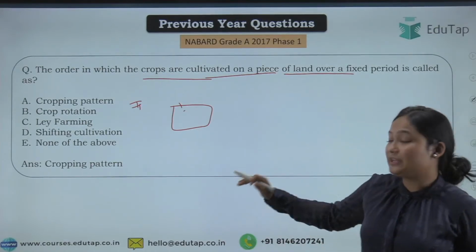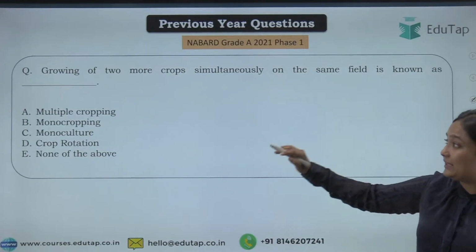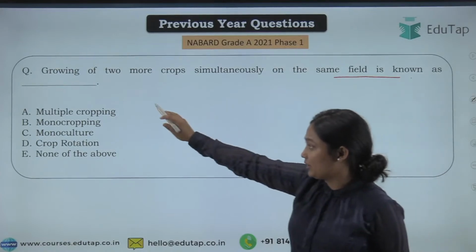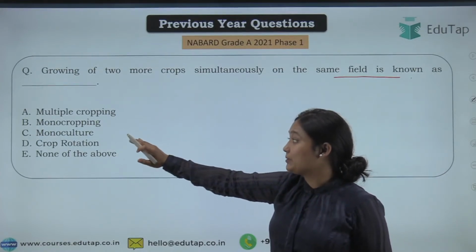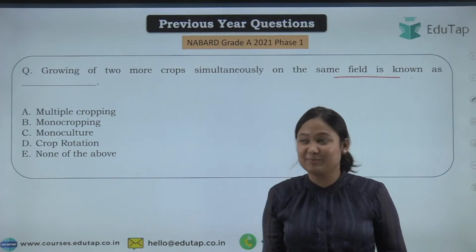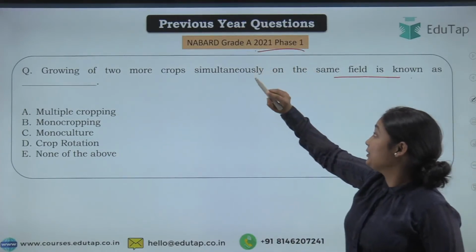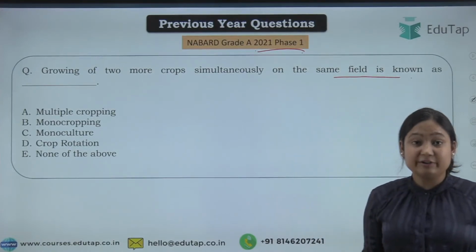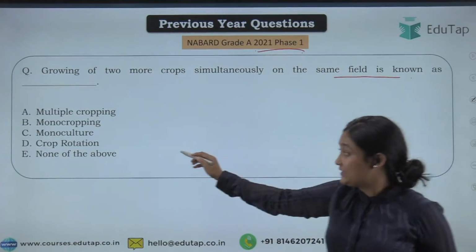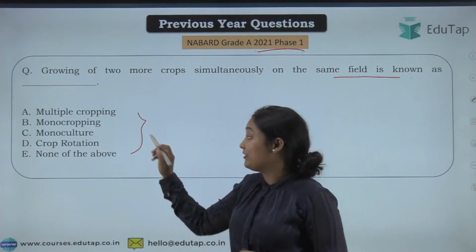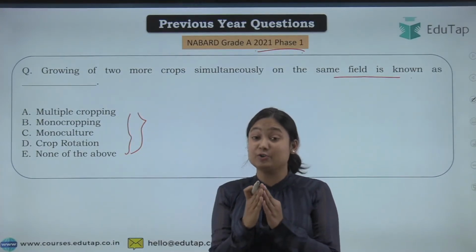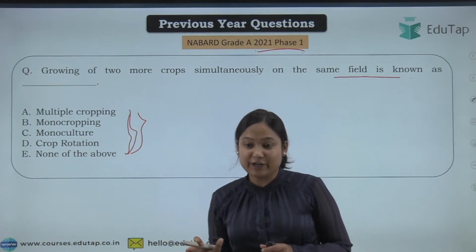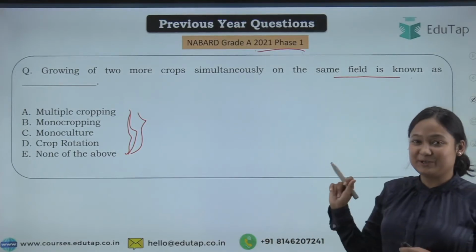Now guys, let's move to our second PYQ: growing of two or more crops simultaneously on a field is known as what? Your options are multi-cropping, monocropping, monoculture, crop rotation, or none of the above. That question was in the year 2021, last year, in Phase 1. If you don't know the answer, don't worry. We will discuss this particular topic, and when we are discussing it, make sure you know the difference, because this becomes very important and people get confused at the end. So let's discuss what these particular things are.